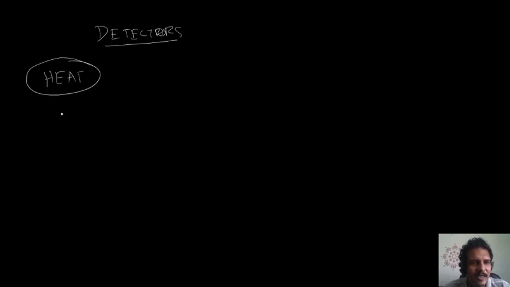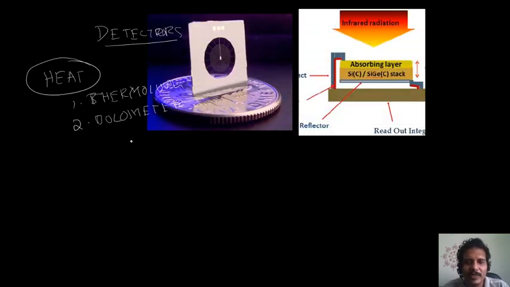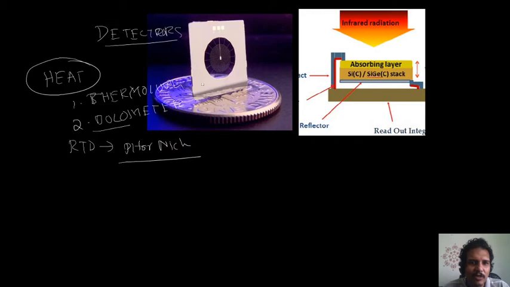we have to measure it. We have different kinds of temperature measuring devices. The first one in the line is you can use a thermocouple. You already know what a thermocouple is. Second one, you can use a bolometer. A bolometer is almost like an RTD. Either you have a platinum or nichrome strip.